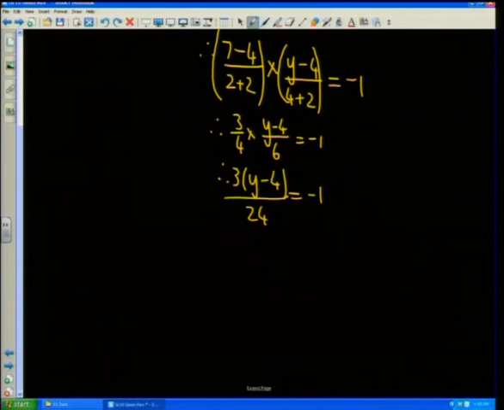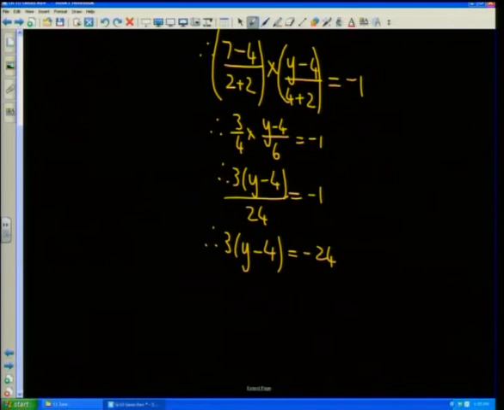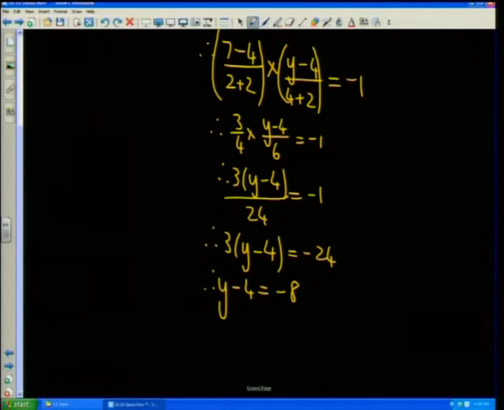So now it's over to algebra again. Okay, if I multiply the 24 across, I get 3 times y minus 4, and notice I'm still not multiplying it in. That gives me minus 24, and now I can divide the 3 away. I get y minus 4, which is minus 8, and all that's left now is to kick the 4 over, and I get that y is indeed minus 4.